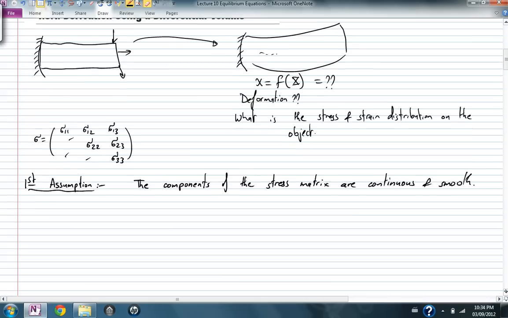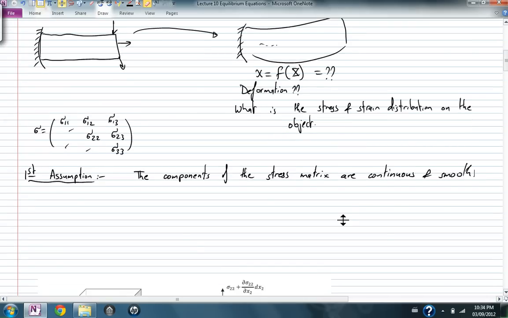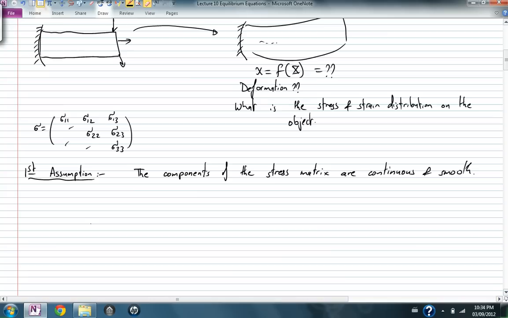It means if I take any cross section along x, let's say x is the first component, the horizontal component in the direction of E1, and I plot the value of sigma 11, I will get a smooth curve. And because this is a smooth curve, I'm able to do the following.